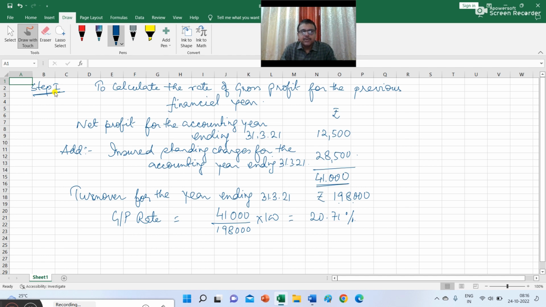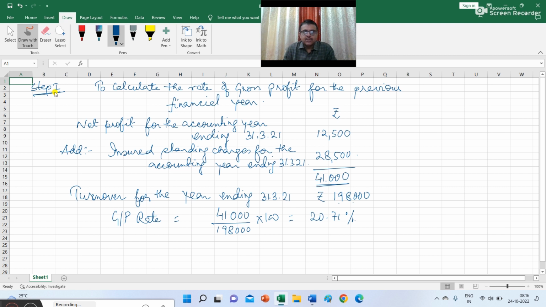For this purpose, we have to consider the 3 figures. The net profit for the accounting year ending 31st March 21, and you have to add up with it the insured standing charges for the accounting year ending 31st March 21, which is 28,500. It is given in the question, and we have assumed here that all the standing charges are insured.